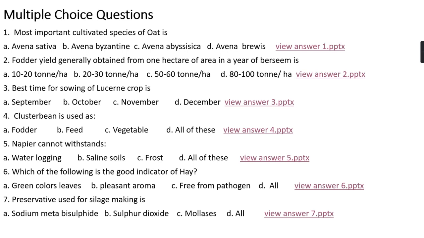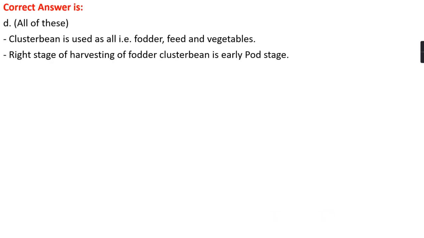Okay. Question number four, that is cluster bean is used as option A fodder, option B feed, option C vegetable, or option D all of these. The right answer is option D, that is all of these. Cluster bean is used in all forms. It can be fed as a fodder, it can be given as a feed, and it can be given as a source of vegetable too.